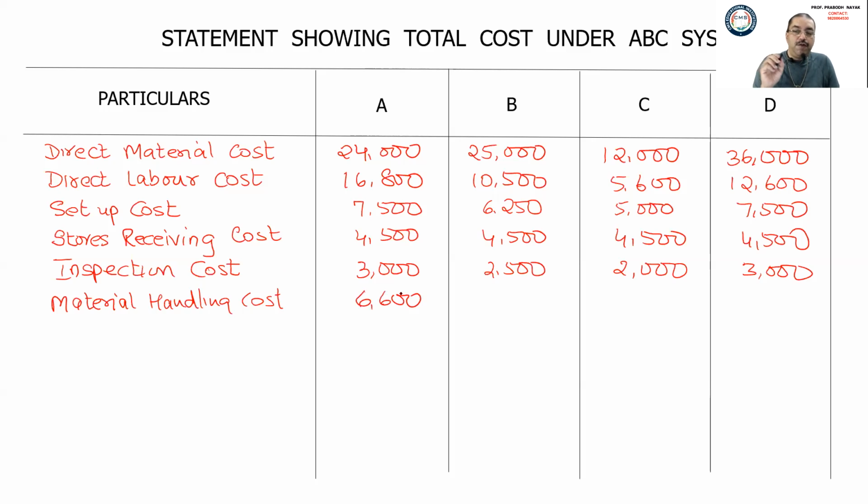For B, I am producing 500 units, 10 units per batch, so 50 batches. So 50 into 110 is 5,500. Then 4,400. And then 6,600.